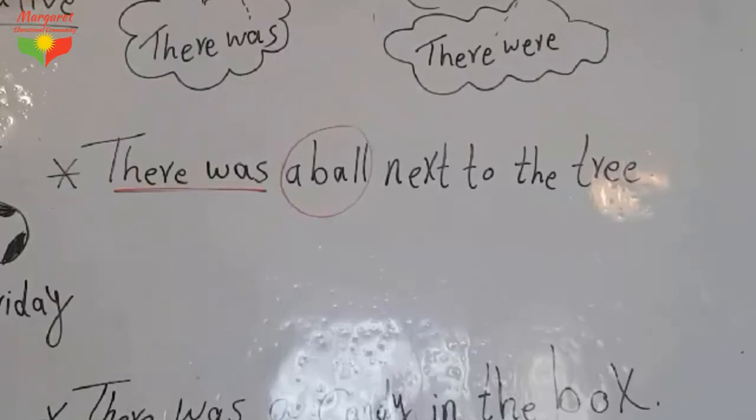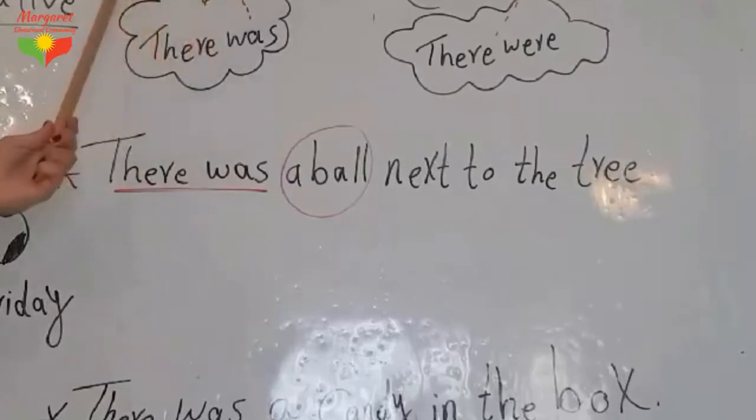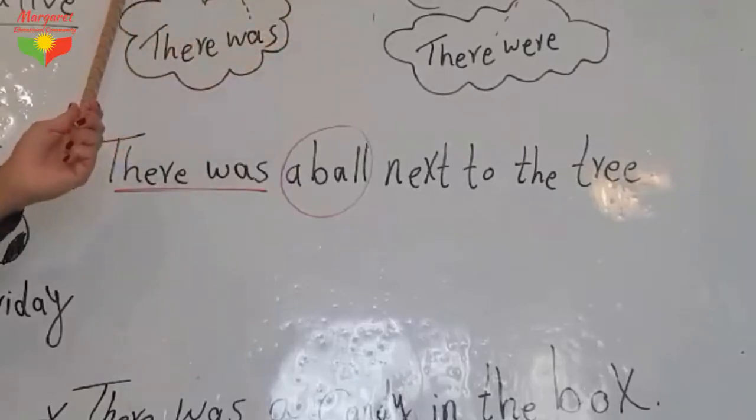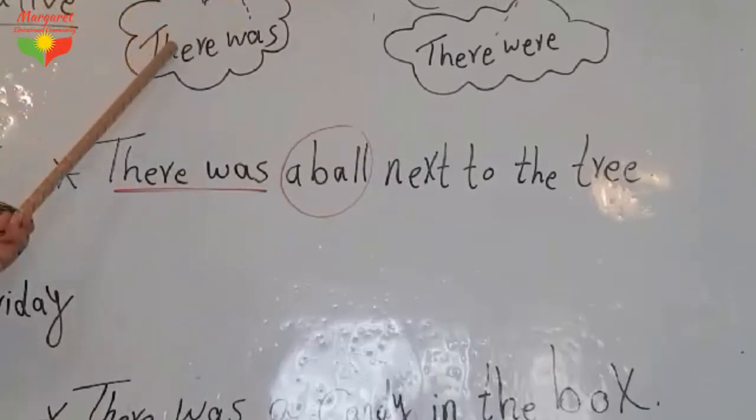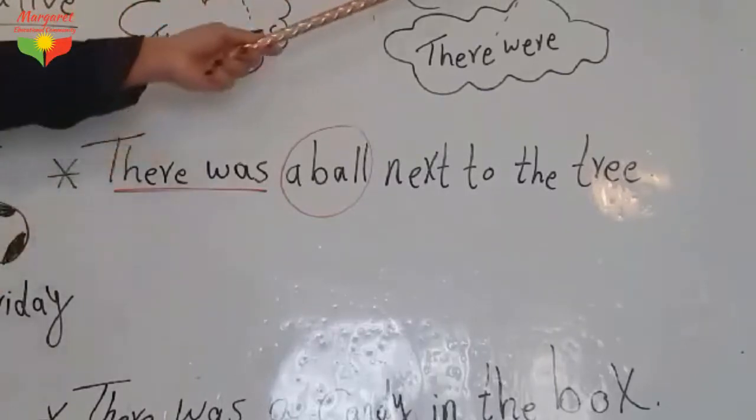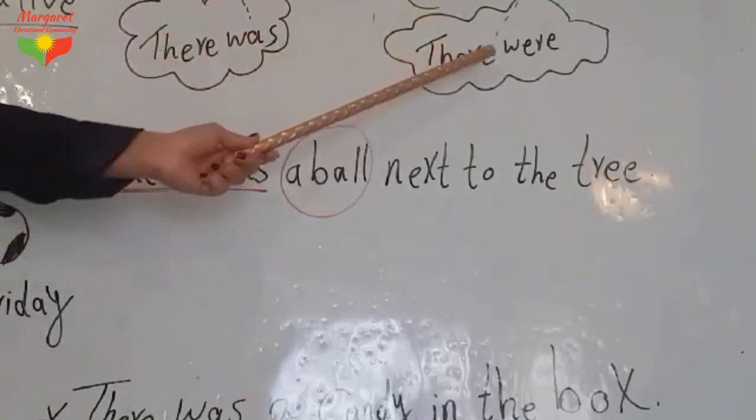As I told you, in the present time we have there is and there are. But what about past time? There is will change to there was, and there are will change to there were.